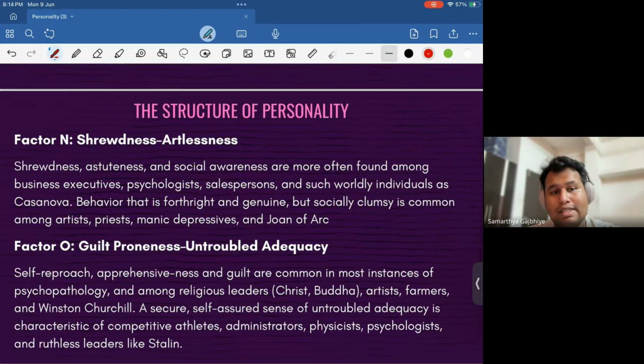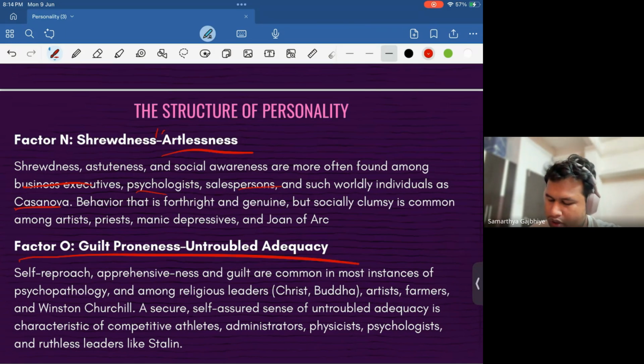Shrewdness and artlessness. Shrewdness, astuteness, social awareness are more common in business executives, psychologists, salespersons, and worldly individuals such as Casanova. Artlessness, wow. Shrewdness, artlessness, what a term to call someone. That you're artless, not heartless, artless.